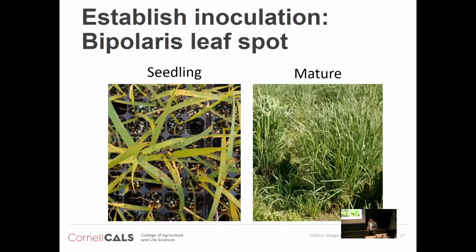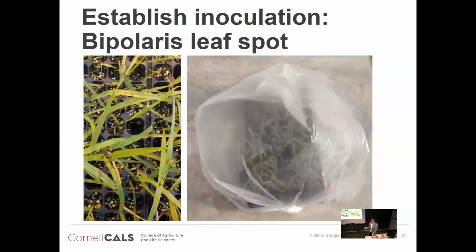Another disease is the Bipolaris leaf spot. I have 2 options here: to screen in seedlings or to screen in mature plants. I picked the seedlings because I can handle it in the greenhouse any time of the year, and I can also increase the number of replicates as many as I want. I use at least 1,000 or 2,000 per cycle for screening. It would take a lot of land to produce that in the field for mature plants.